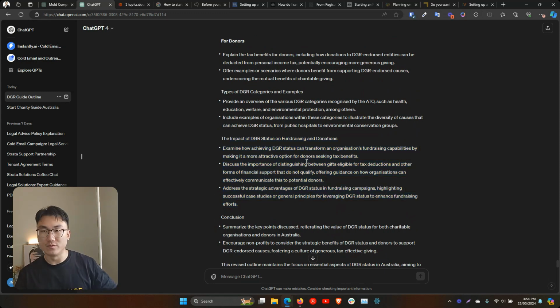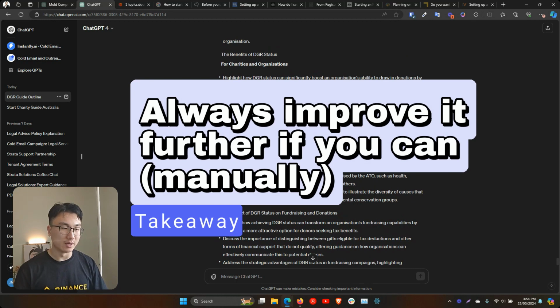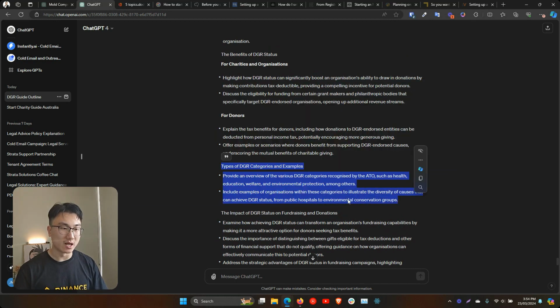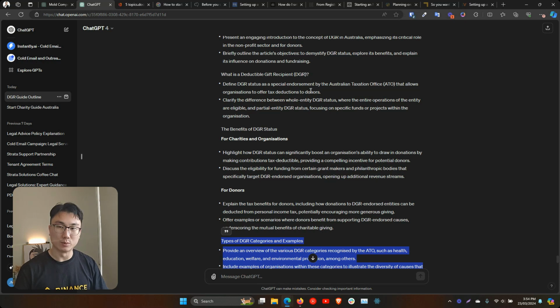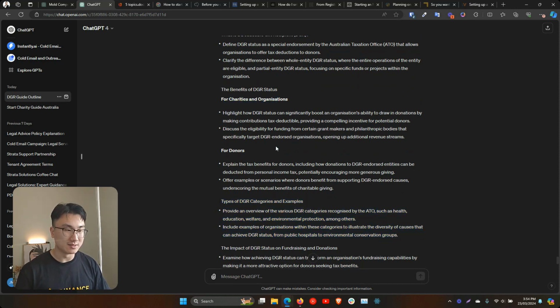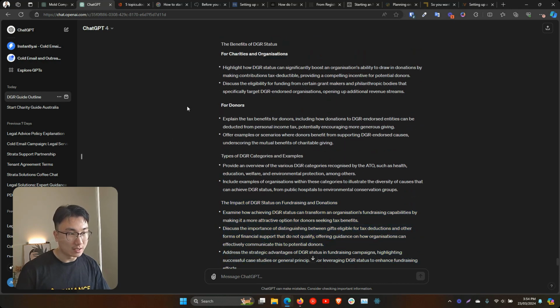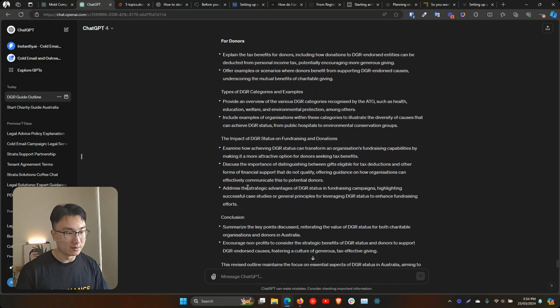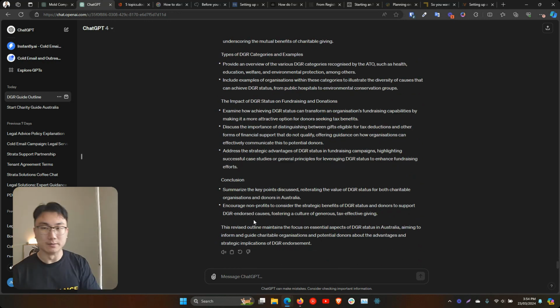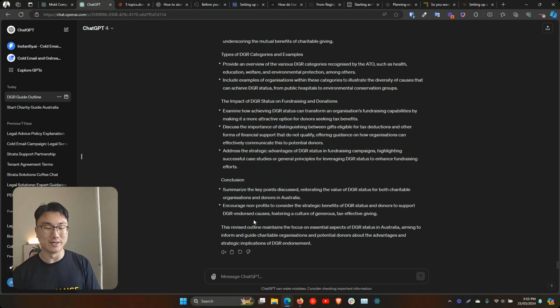I'll probably reorder this outline a little bit. So I'll probably put types of DGR categories and examples right after what is a deductible gift recipient, because they're both talking about the same topic, what it is, and then I'll put in benefits for charities and organizations, and I'll put in the impact. Actually, no, I'll keep it there. I'll put benefits, yeah, and then I'll keep it like this, and then that's it. So that's the outline.